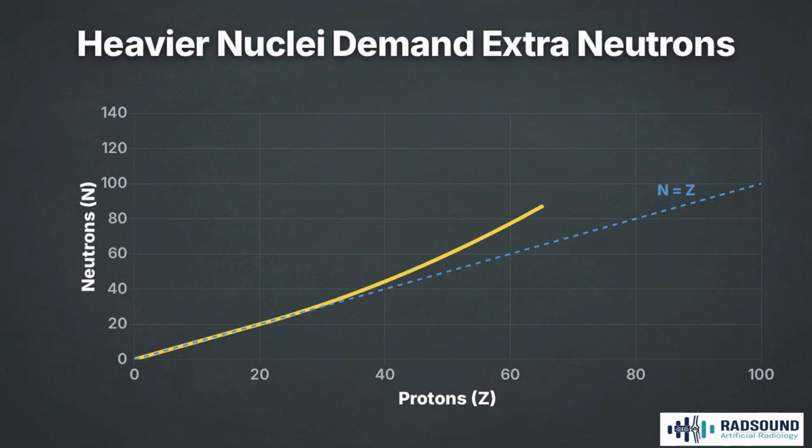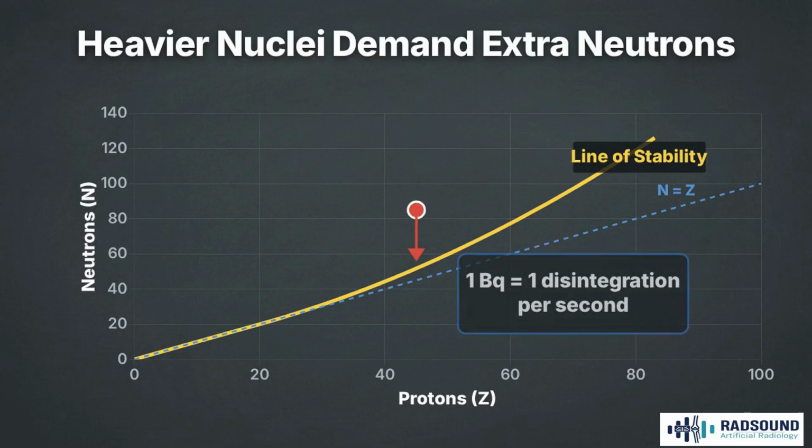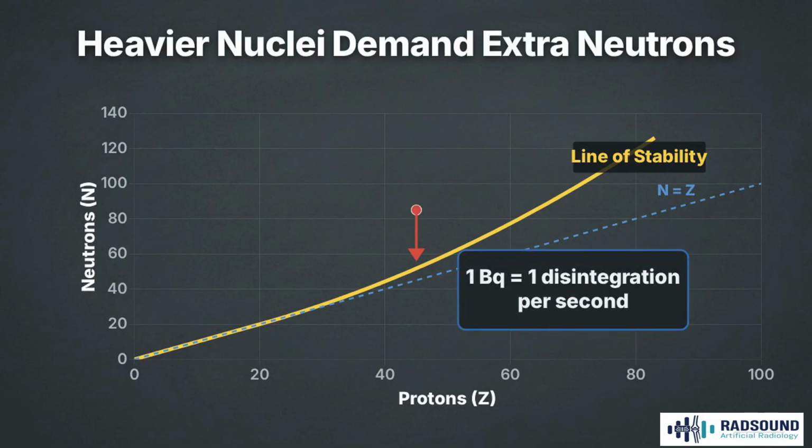Notice it bends upward past an atomic number of 20. Heavier nuclei require extra neutrons to buffer the proton-proton repulsion. Any nuclei that falls off this line is unstable. Radioactivity is the spontaneous transformation of an unstable nucleus attempting to reach that line. We measure this activity in becquerels, 1 disintegration per second.